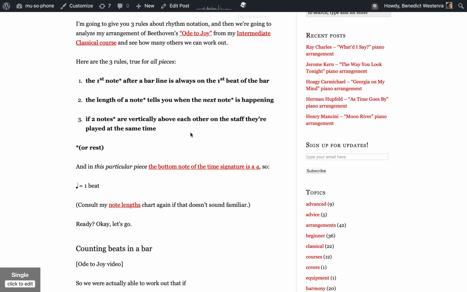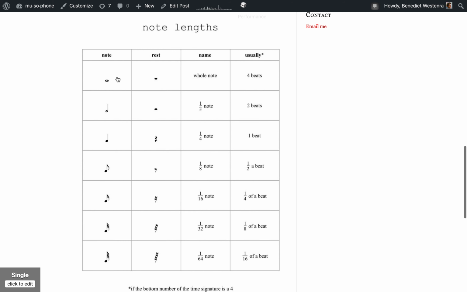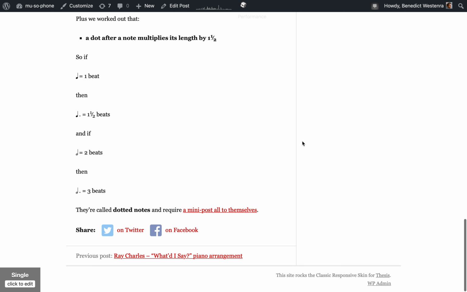If we go back to the note length chart, which was in the previous tutorial, here it is again. We just started with this one. I said that this was 1 beat, and then we worked out a bunch of these other notes. We worked out that this was 2 beats. We worked out that this was 4 beats, which is the fourth column here in the chart. And then we worked out that this was half a beat. And we also worked out that, I put this at the bottom, a dot multiplies, it's called a dotted note, a dot multiplies the length of a note by 1.5 beats, and we're going to cover that in a later tutorial.